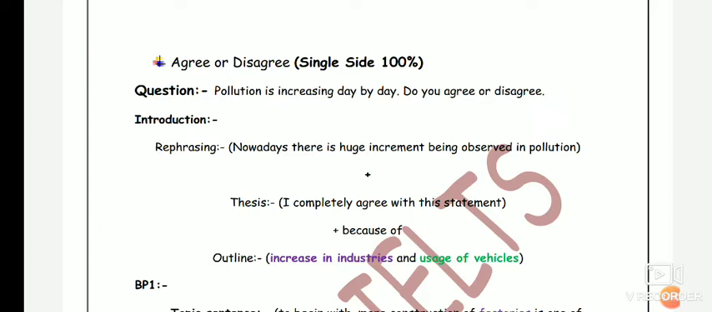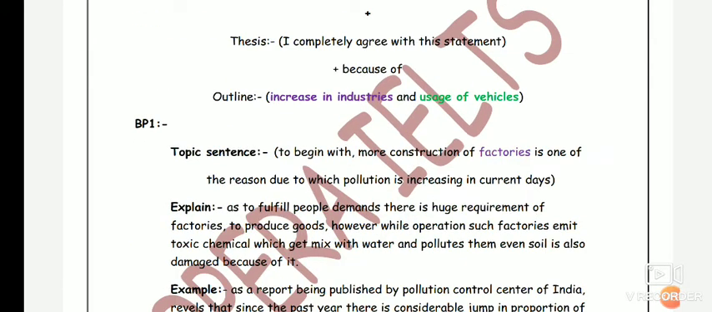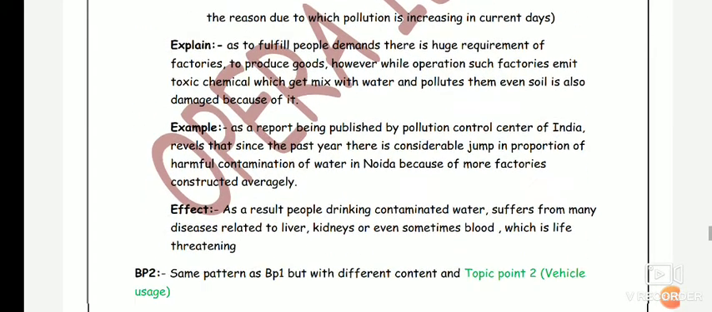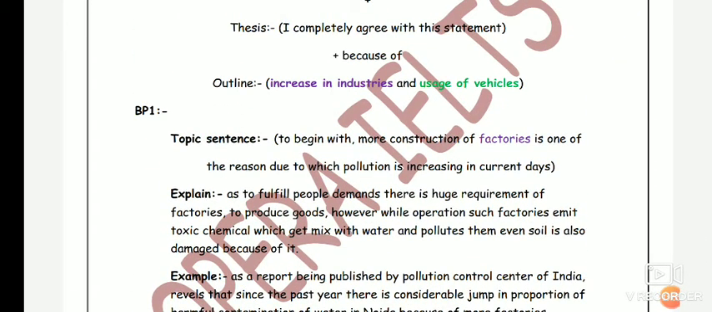Okay, now coming to the outline. Here we can attach to this particular thesis line: because of the increase in industries and usage of vehicles. So these 2 points are the points which I am going to describe in BP1 and the additional one in BP2 respectively. Okay, the industry one you can see I have described in BP1, and the vehicle one I have described in BP2. You can see I have highlighted them with green and purple color. You can just imagine it properly.